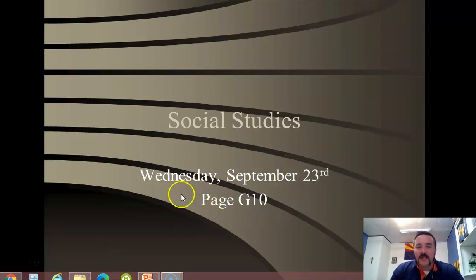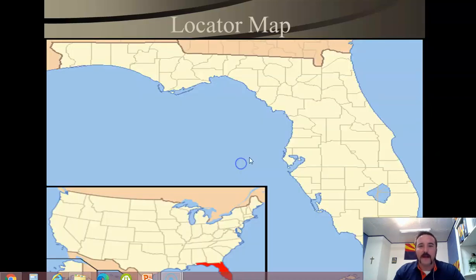We're on page G10 in the beginning of the social studies book, kind of in the very front there. That's the pages we've been on the whole week. Two things we want to go through today. Number one is a landform map. But before we do that, I want to have you understand what a locator map is.